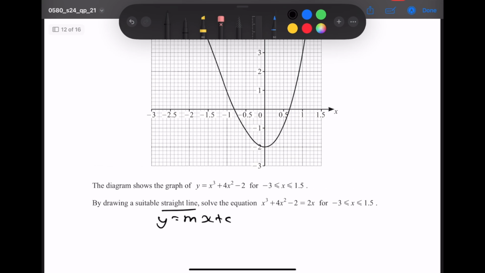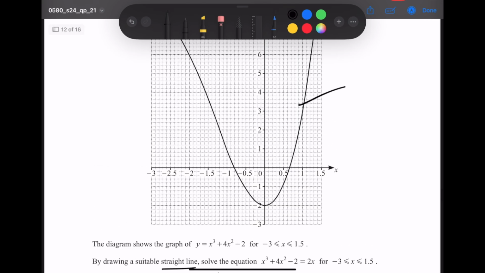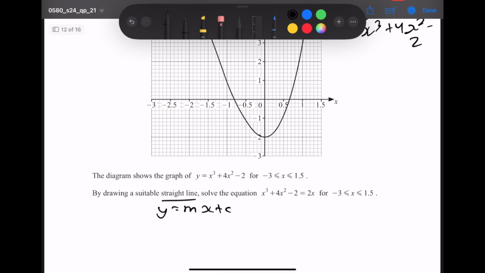So in this case, since this curved cubic graph over here is y equals x cubed plus 4x squared minus 2, the question is asking to draw a line such that the points where the line and the graph meet follow this equation. So x cubed plus 4x squared minus 2 is the same in both of these.